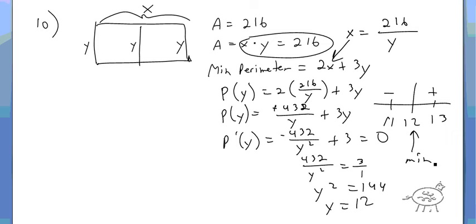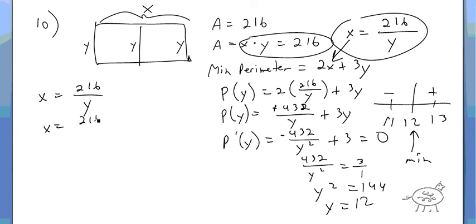Okay, which is good. We're trying to minimize the amount of fence we're using. All right. So if y is 12, we figure out what x is. Well, isn't x just 216 over y? So it's 216 over 12. So x is equal to 18. All right, so the dimensions are going to be 12 meters by 18 meters.